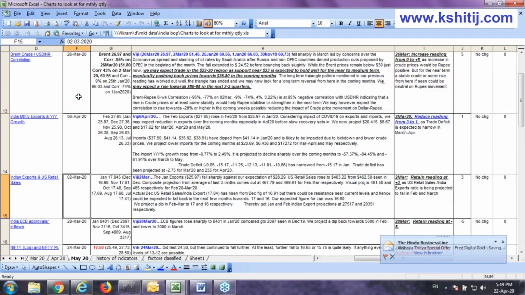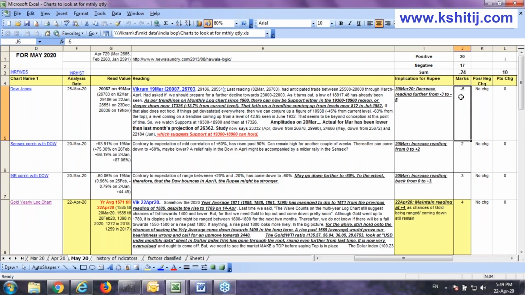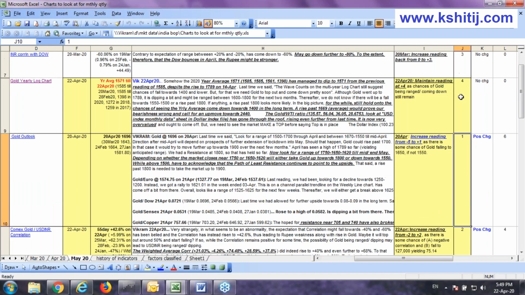All of these things we look at, and for each factor we put in, we give it a numerical mark between -10 and +10. So -10 means absolutely negative for the rupee, and +10 means absolutely positive for the rupee. Between -10 and +10, we give a mark for each reading that we have. So here, for instance, for gold, last month we had a reading of -5, and now we give it a +1.